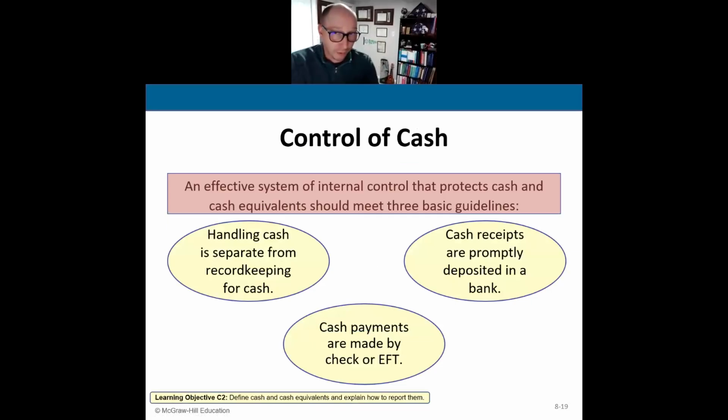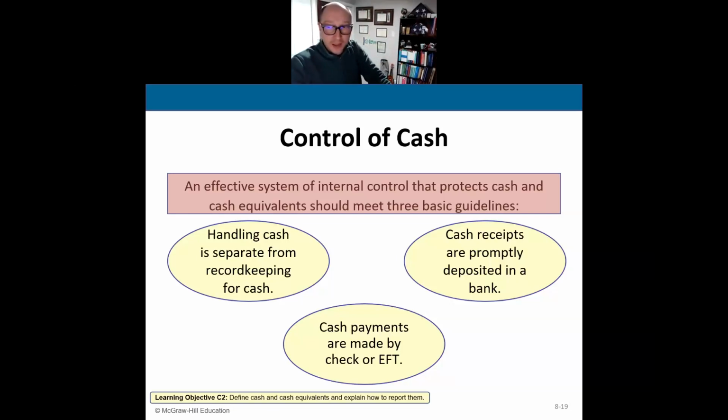It is critical to have a good system of internal controls that we just talked about to protect your cash and cash equivalents. They really need to meet these three specific guidelines. One is that handling cash is separate from the record keeping of the cash. Remember, the person counting the cash should not be the same person that received the cash, and that the receipts of that cash roll on up to the accounting office.